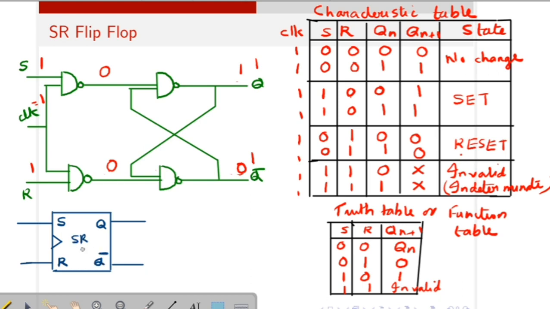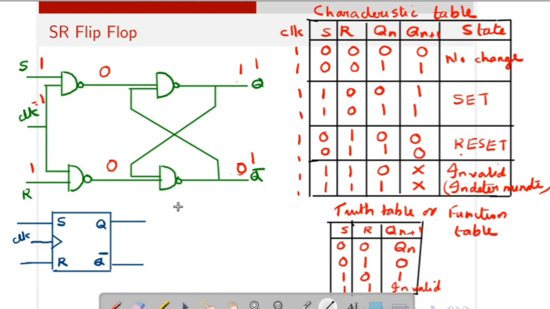Then clock signal. So here it is the clock signal. Okay, so put a triangle in this box that represents the clock signal. Okay, so this is the symbol for the SR flip-flop. Next we can derive the characteristic equation for this SR flip-flop.